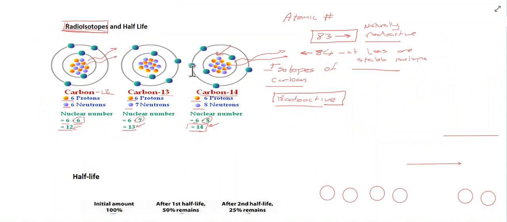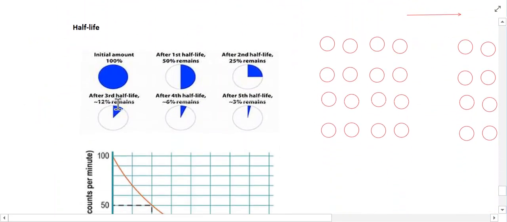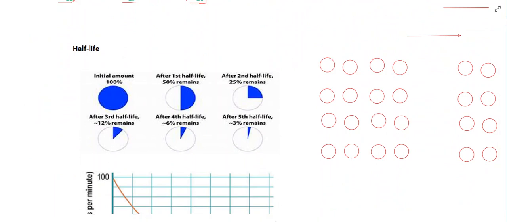Now the next idea that I want to introduce is what is known as half-life. So half-life really relates to the lifespan of a sample of radioactive substance.